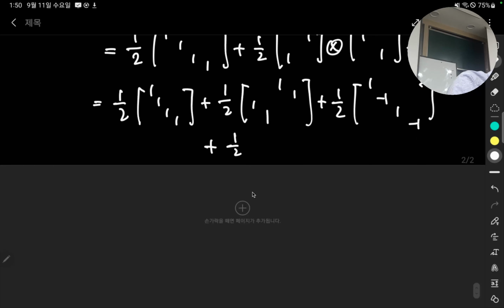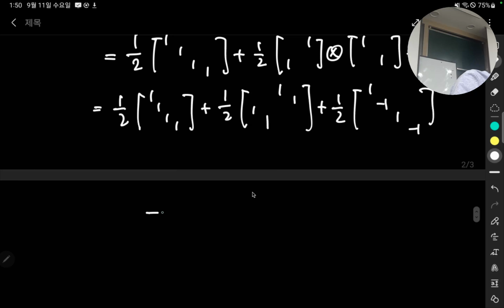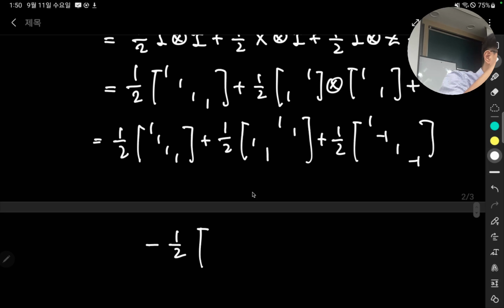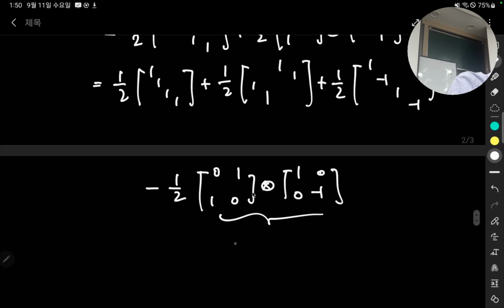I should put it here. 1 minus, and it's minus X tensor Z. So 0, 1, 1, 0, tensor 1, minus 1. So this becomes 1, minus 1, 1, minus 1, right? So let's add all together.